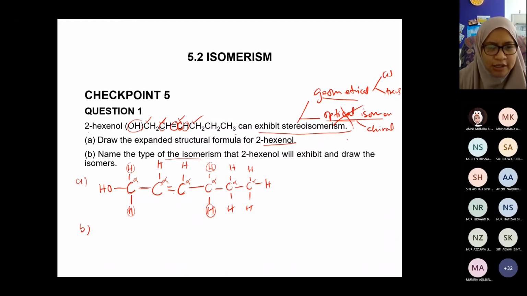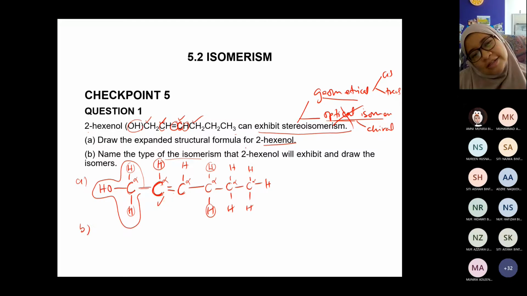Okay, so let's check for geometrical isomers. Let's target the double bond only. So this carbon here is attached to hydrogen and also attached to this group, right? Hydrogen and this group, the carbon, are already different. Okay, so this one passes the condition for geometrical. Secondly, this carbon of the double bond is attached to hydrogen and another carbon or this group. Different, right? So it passes too. So it has geometrical isomerism. So the answer will be, the type of isomerism is geometrical.